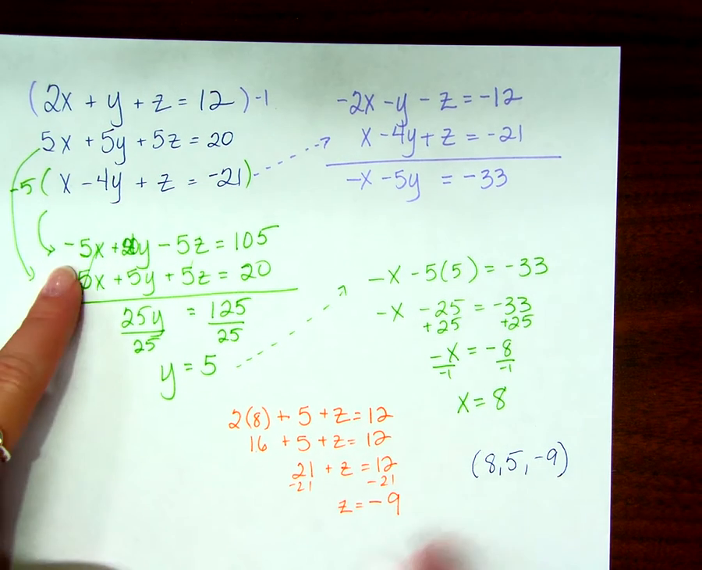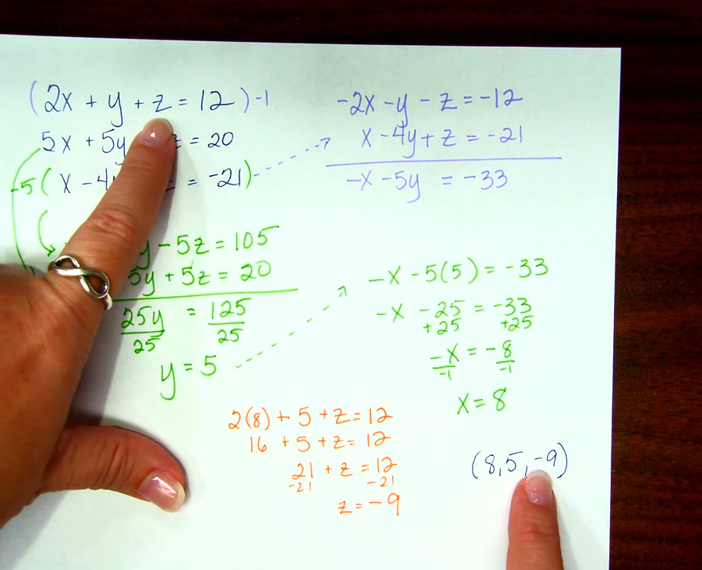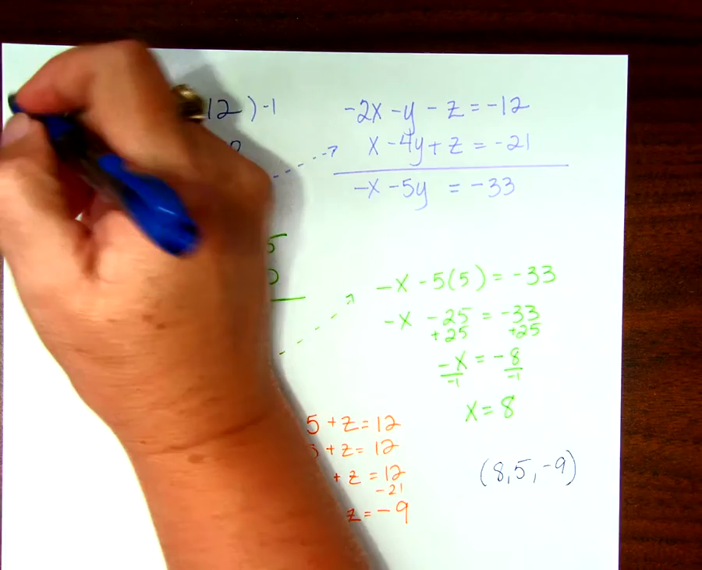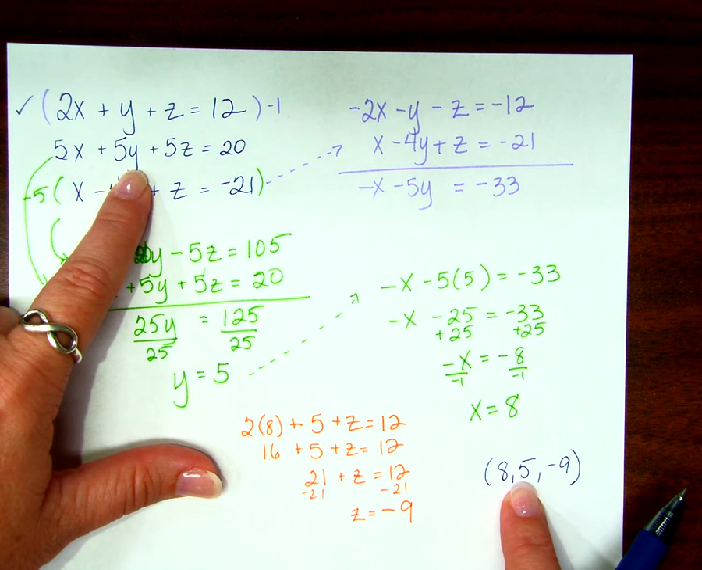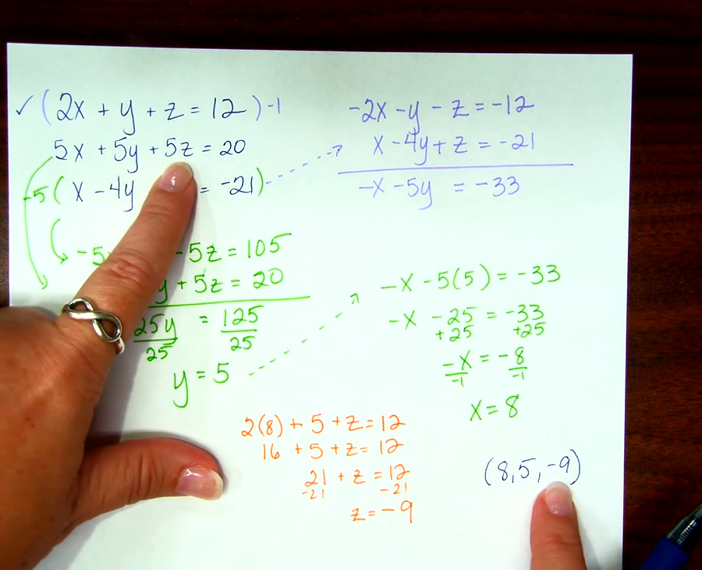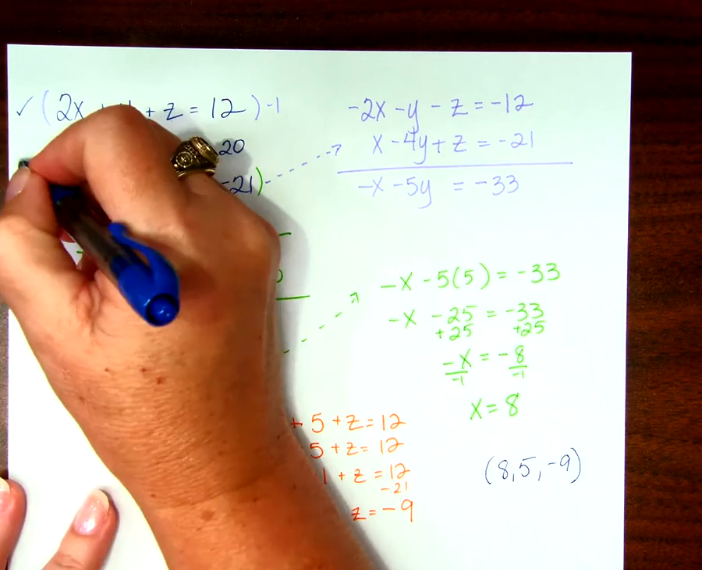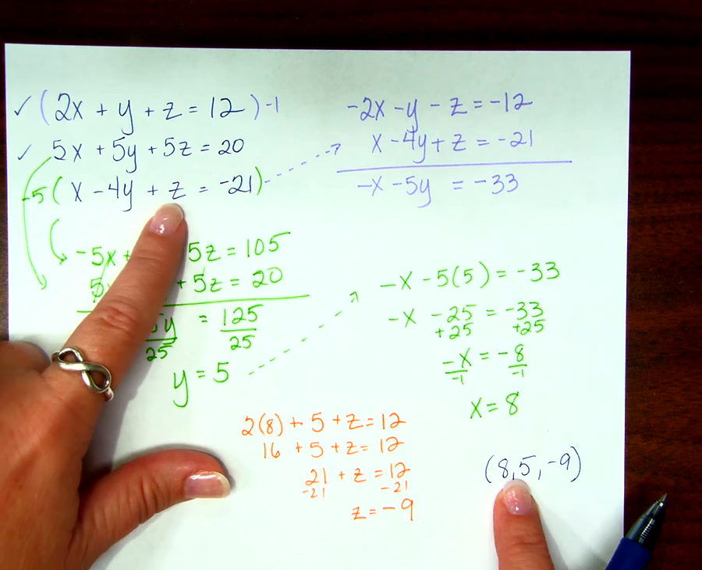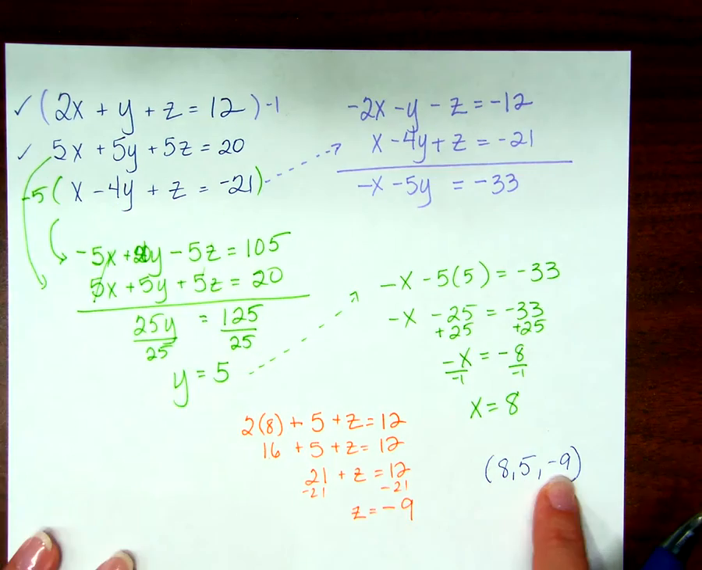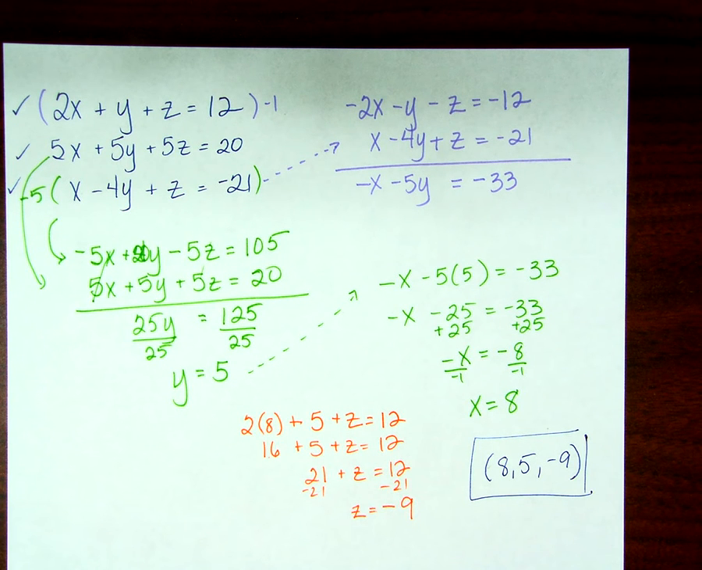We should, right? Okay. 2 times 8, so 16 plus 5 is 21 minus 9. So that one works, right? Okay. Uh-oh. 40 plus 25 is 65, minus 45 is 20. 65 minus 45 is 20. Okay. 8 minus 20, negative 12, plus negative 9 is negative 21? Yes. Is this the right answer? Yes. Without a doubt. Okay so far? Yes.